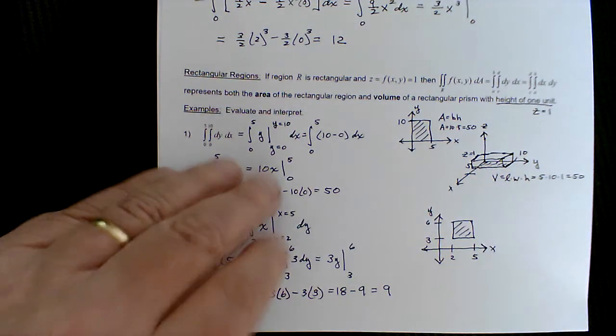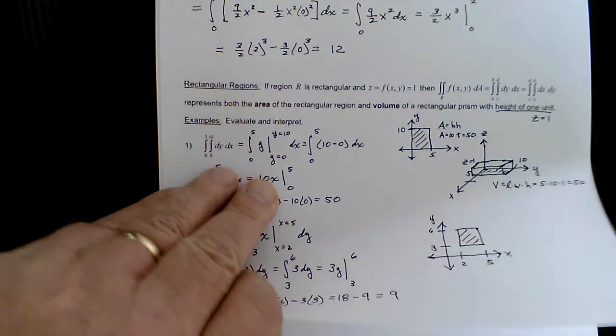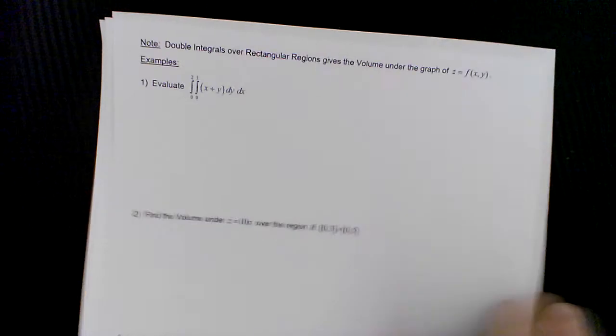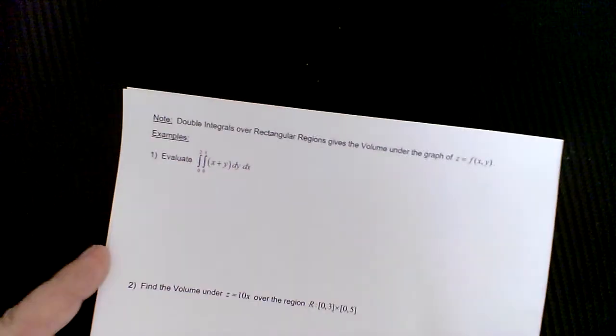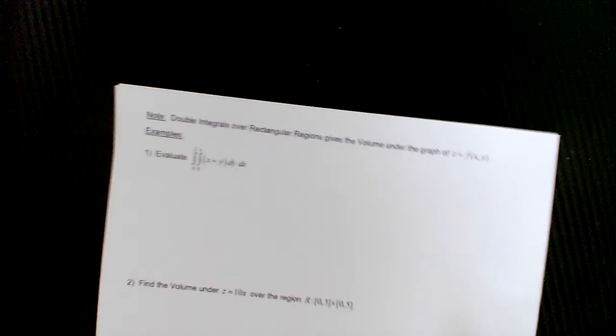so there's 18 minus 9, or 9, as we had expected. Okay, so rectangular regions are important, and if we evaluate a double integral over a rectangular region, it gives us the volume under the graph of the surface z equaling f of x, y.